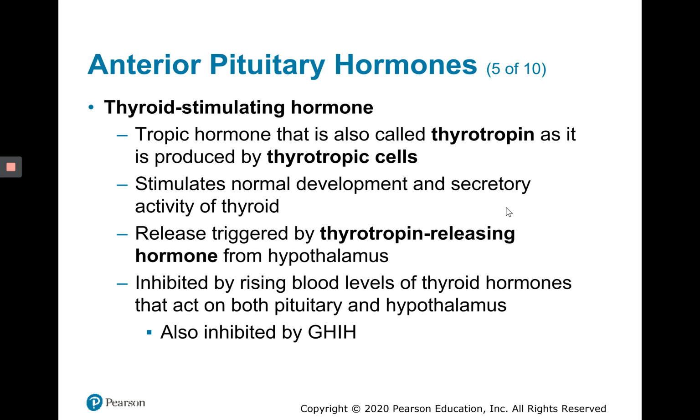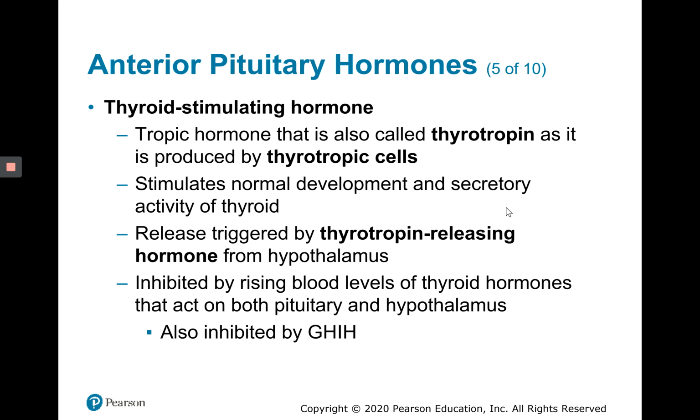All right, the next hormone we're going to look at from the anterior pituitary is thyroid stimulating hormone. Thyroid stimulating hormone is a tropic hormone, also called thyrotropin, and its name tells you pretty much what it does. It stimulates the production of thyroid hormone. So from the anterior pituitary, thyroid stimulating hormone will travel to the thyroid. It's going to not only stimulate the normal development and secretory activity of the thyroid, its release is triggered by thyrotropin releasing hormone from the hypothalamus.